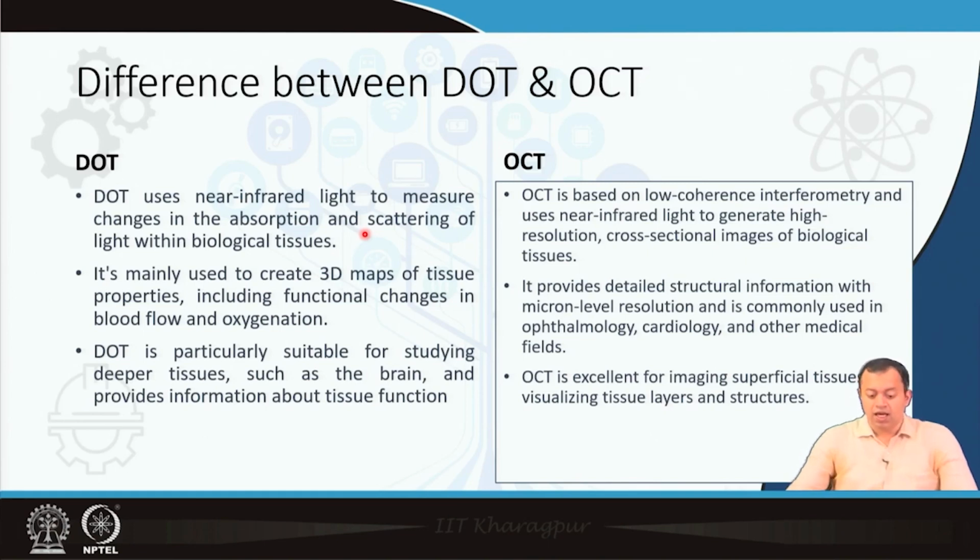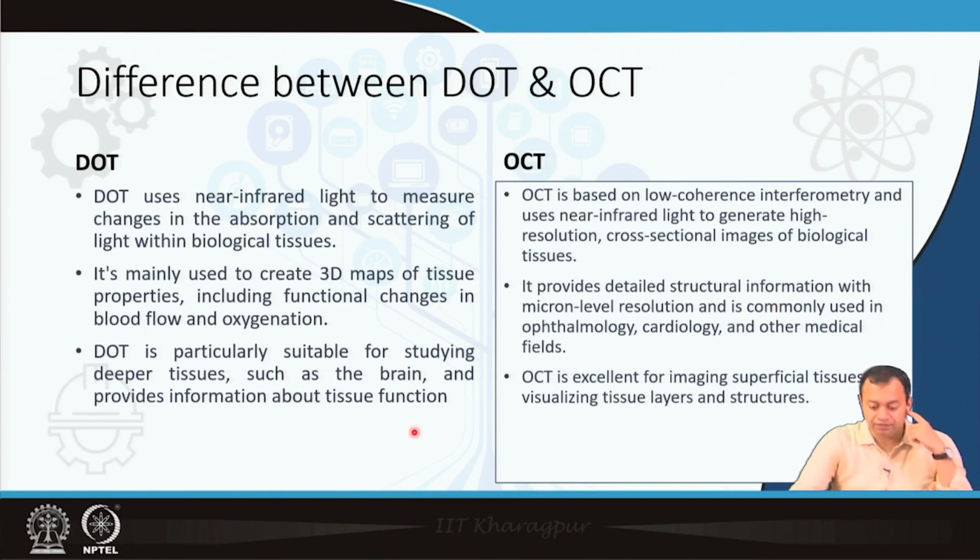DOT uses near infrared light to measure changes in the absorption and scattering of light within biological tissues, whereas OCT is low coherence interferometry and uses near infrared light to generate high resolution cross sectional images. So, understand the difference. This near infrared is simply to penetrate through. DOT is mainly used to create a 3D map of tissue properties. OCT provides detailed structural information. There will be several overlaps, of course.